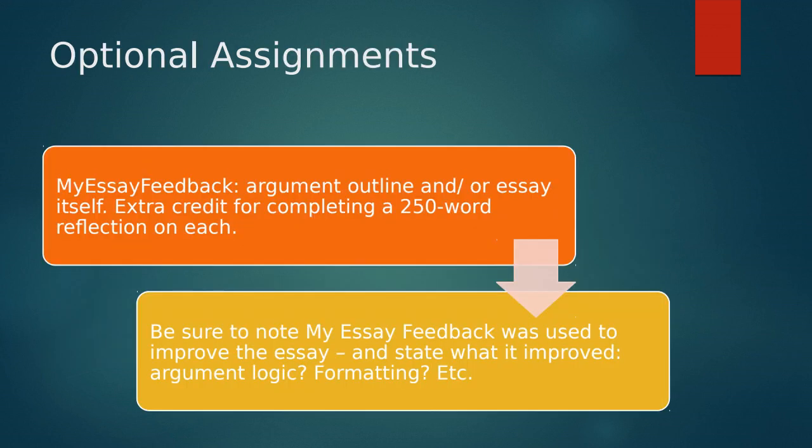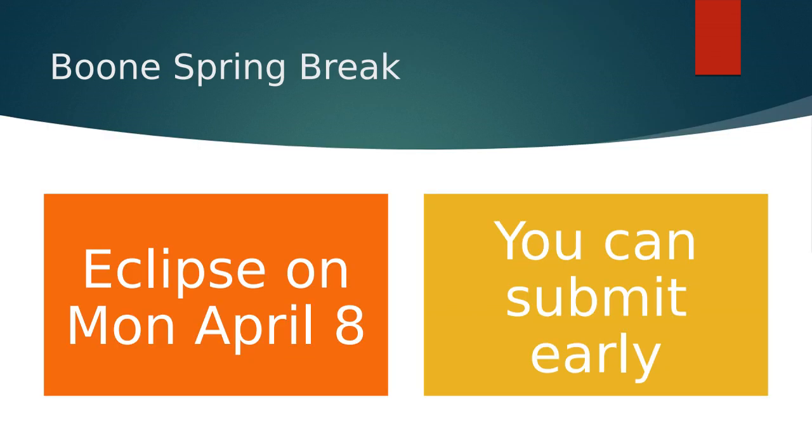The optional assignments, I was talking about this a second ago, my essay feedback. I've got one for your argument outline and one for your essay. They're two separate links, in the AI folder. I'll show that in a second. If you use it, especially on your outline or essay, and then you make a lot of changes to it, state that you used it. Say, I used my essay feedback, and then say what it improved. Like, were you working on logic? Was it just for formatting? What was it?